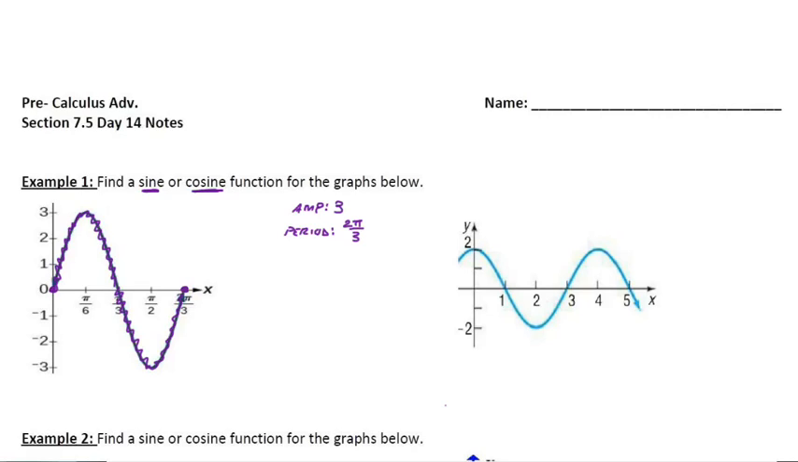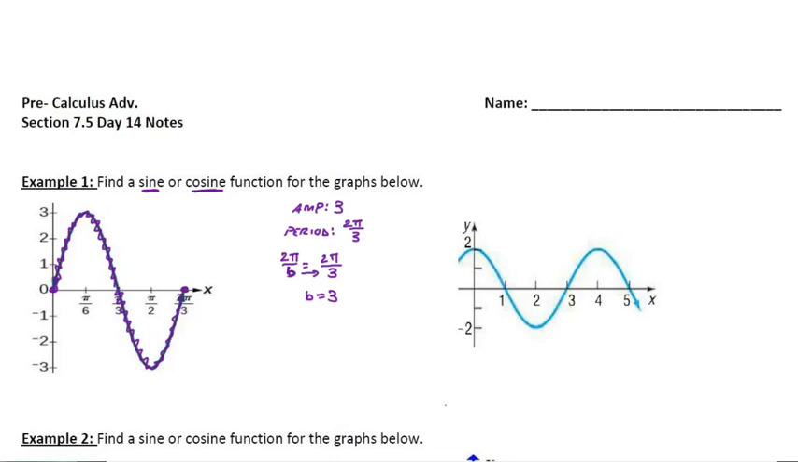In my function, I have to find the b value, which is what helps me get my period from 2 pi to 2 pi over 3. So the way you do that is you take 2 pi over b and set it equal to what your period actually is. And in this case, if you look at these two fractions, the only way they'll be equal is if my b value is 3.